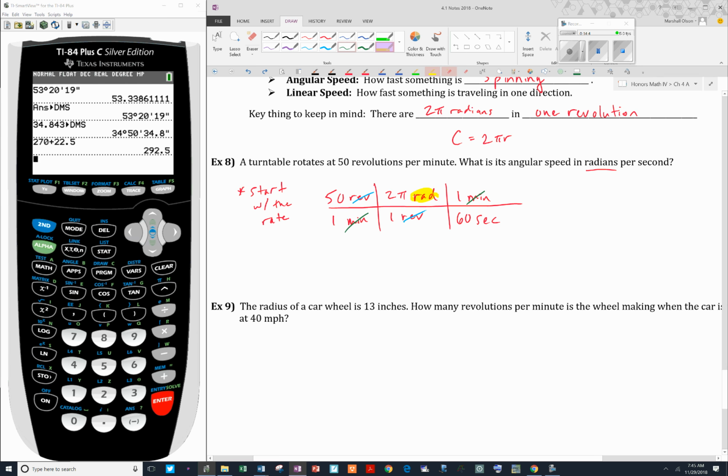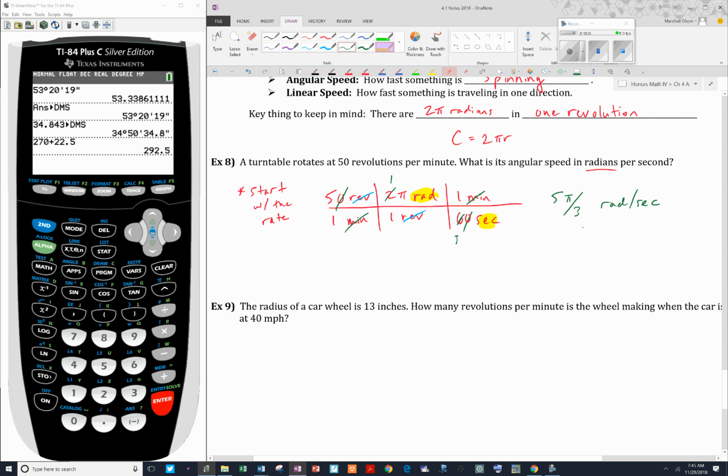Now we are in radians per second, which is what we want it to be in. All right, so now we can simplify a few things here. I can cancel out that multiple of 10 between the 50 and the 60. So we're going to have 10 pi over 6, or I can simplify between the 2 and the 6. So it looks like 5 pi over 3 radians per second.